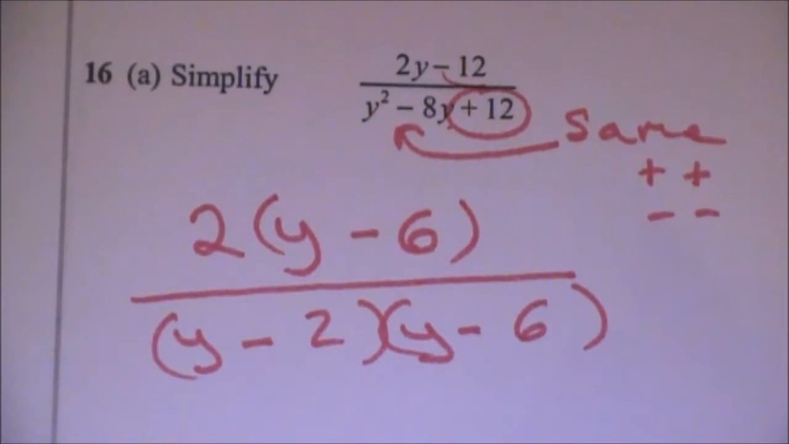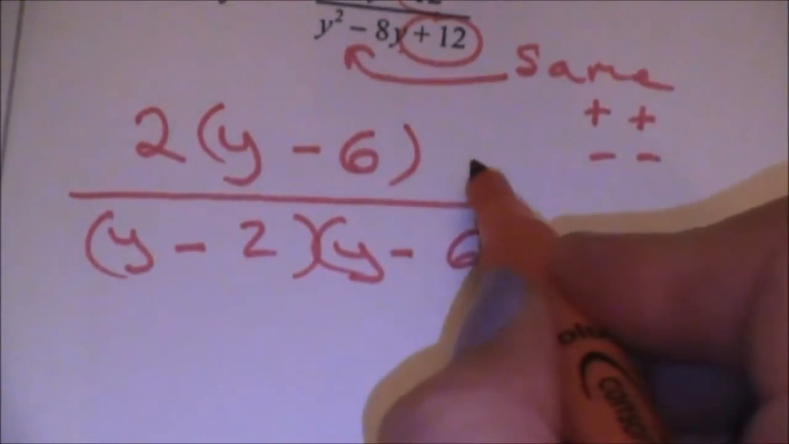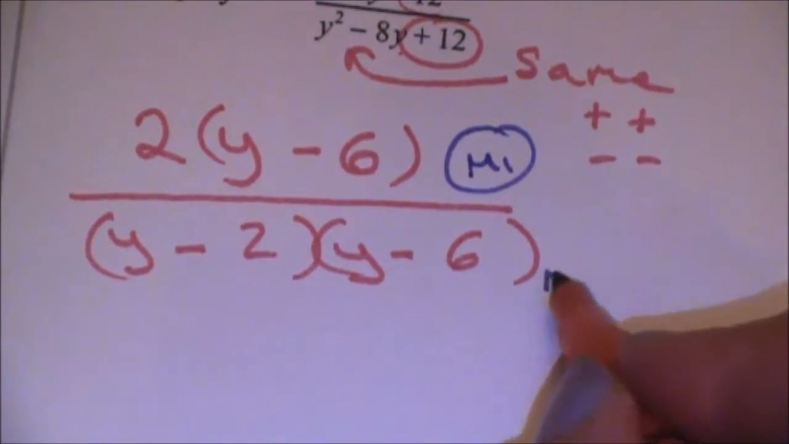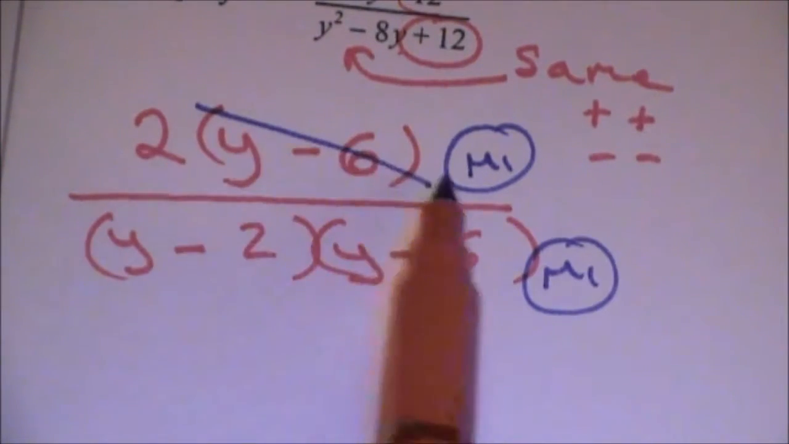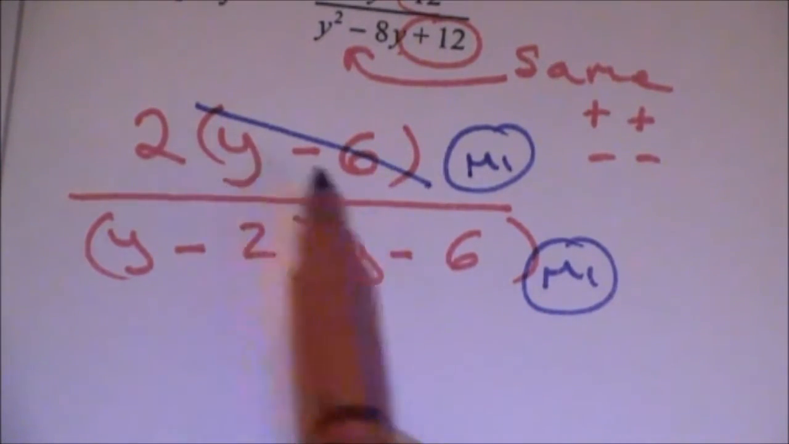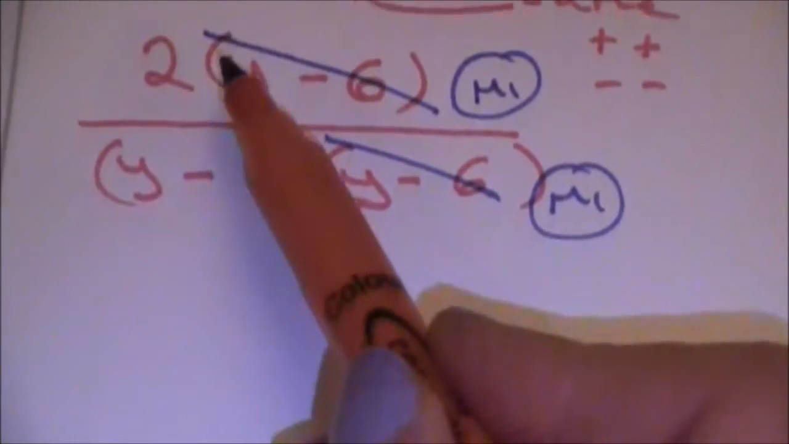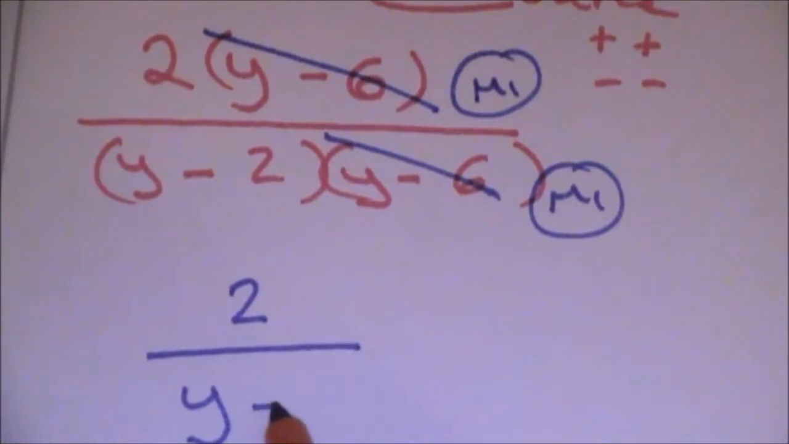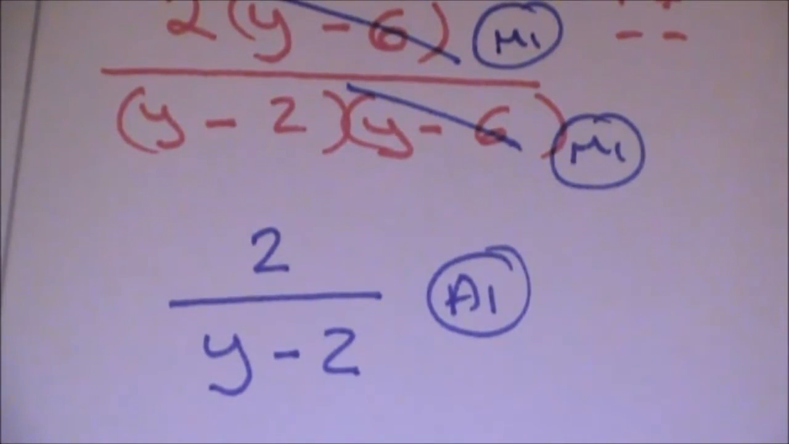So at this point, I've gained myself 2 marks, actually. I've gained a method mark here for factorising the top. I have also gained a method mark here for factorising the bottom. The final mark comes from realising that I've got a y minus 6 there, and a y minus 6 there. And that's going to end up leaving me with a 2 over y minus 2. And that there gives me my final answer mark.